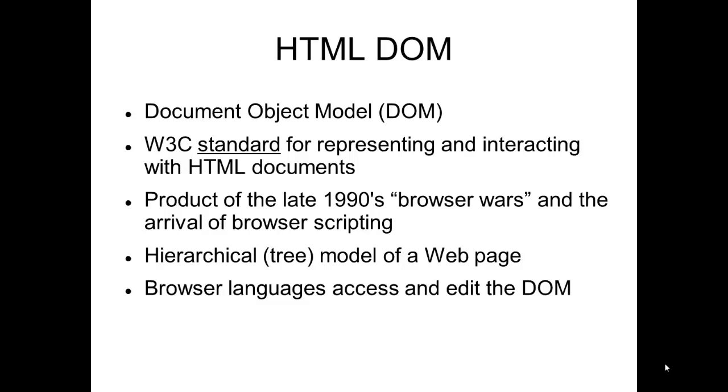The DOM is a hierarchical tree model of a web page. Remember, last week we had the HTML, and then underneath we had the head section and the body section. So immediately we've got the HTML, and then we've got the two leaves underneath. And browser languages access and edit the DOM. So with JavaScript, how you move things around on a web page is by editing the Document Object Model.